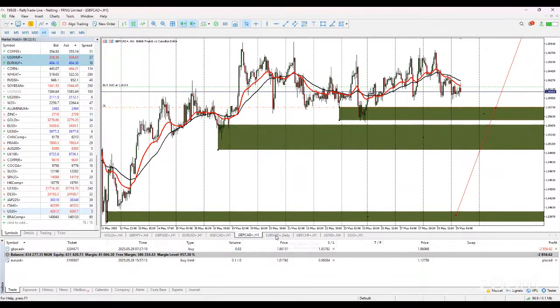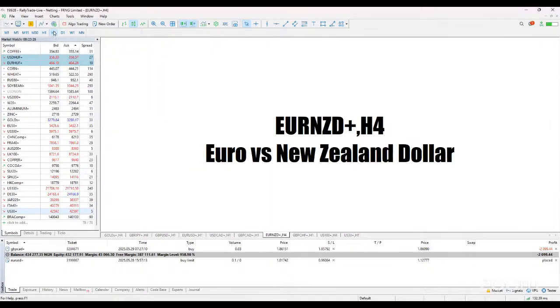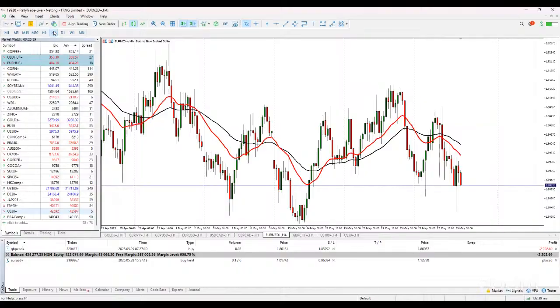Now let me move to Euro NZD. On Euro NZD, we can also see that few months back, it has been on a bullish trend from here, going up, going up, going up. Then it gets to this point, then market starts retracing. That's on the 4 hours time frame. Now on daily time frame. Now let's move to 4 hours time frame. Now it is clear on these 4 hours.